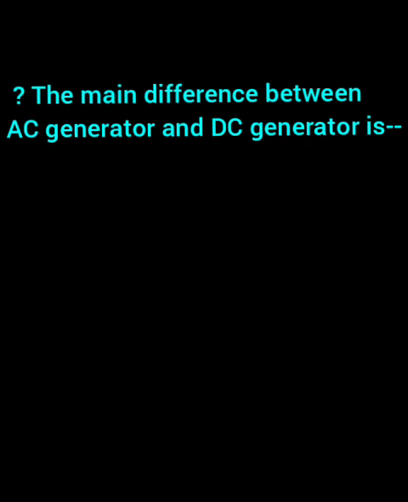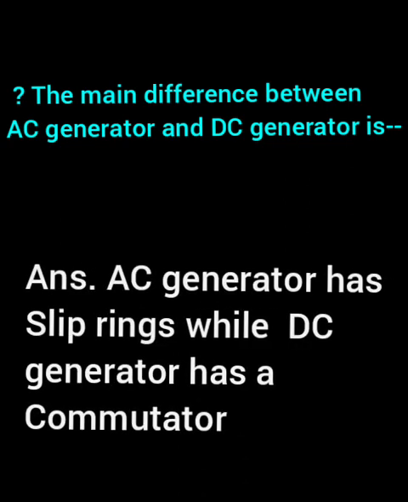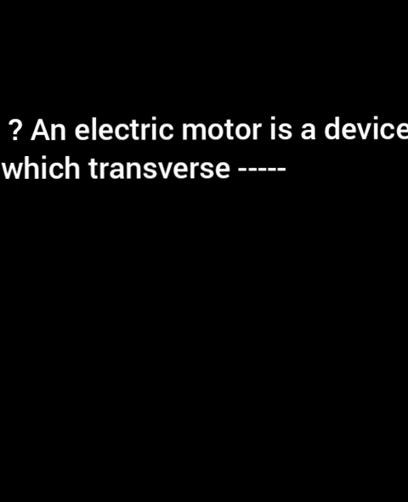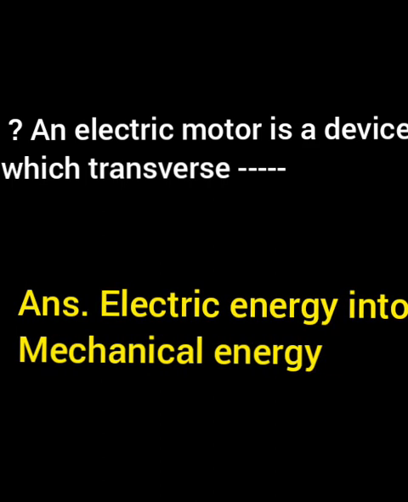Now question next. The main difference between an AC generator and a DC generator is. So here the correct option is what? An AC generator uses slip rings, and a DC generator uses a commutator. That is the correct option. Now question next. An electric motor is a device which transfers. The correct option will be electric energy into mechanical energy.